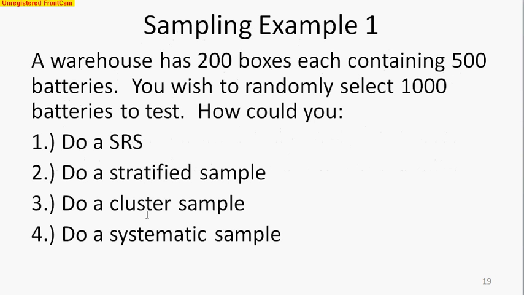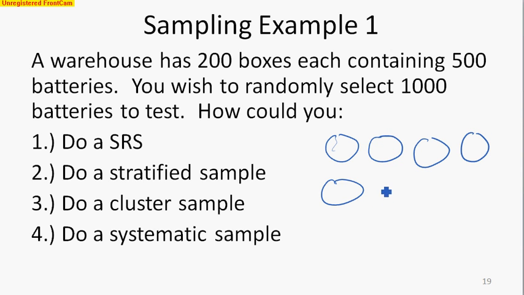All right, so let's look at an example here, and I want to talk about the 4 of these different sampling techniques with this example. So imagine a warehouse where we have 200 boxes, each containing 500 batteries. So we got 200 boxes. So 1, 2, 3, 4, 5, 6, ... I'm certainly not going to draw all 200 boxes here. Okay, but the idea is that each box contains 500 batteries, and we want to select a random sample of 1,000 batteries.